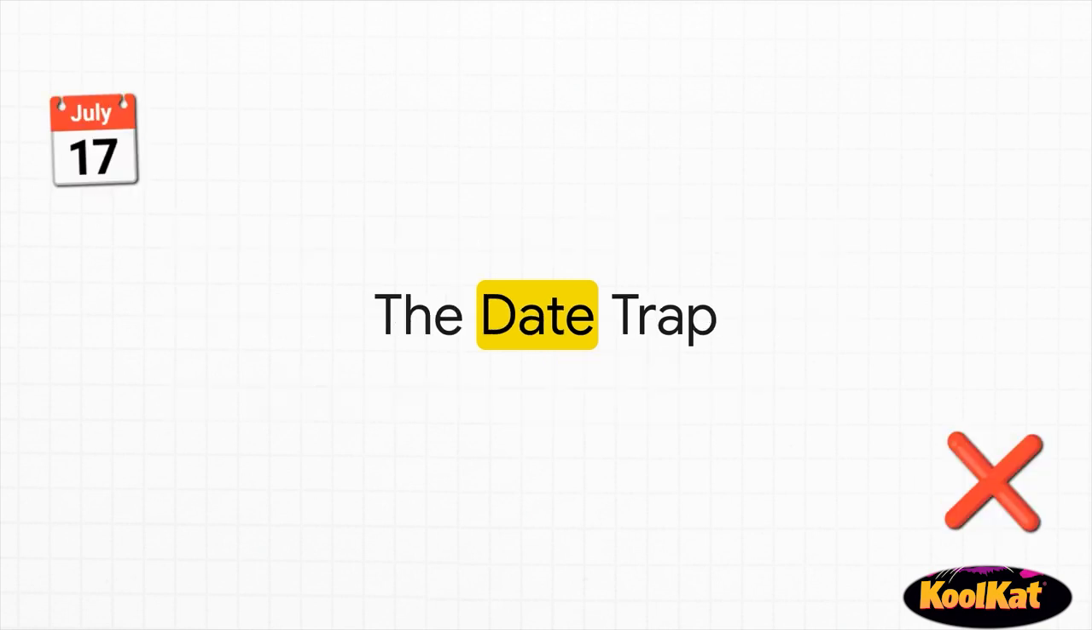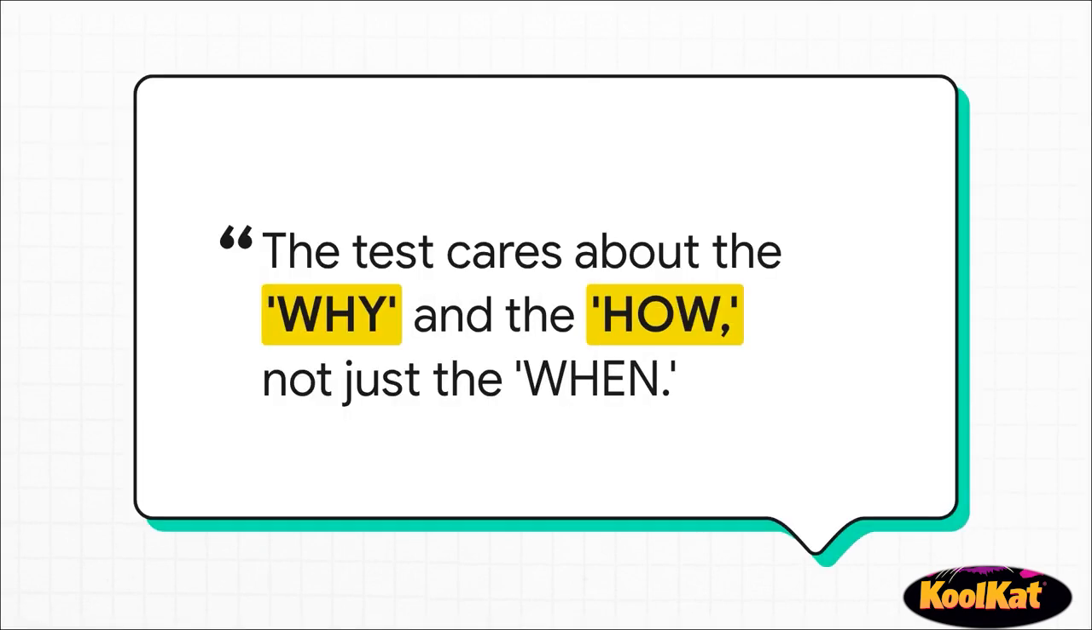Okay, mistake number one. I call this one the date trap. This is where you get completely bogged down trying to memorize every single date in history. You're making flashcards for, I don't know, the War of 1812, the French Revolution, and your brain just feels like it's going to explode. But here's the thing. The GED social studies test, it's not a trivia game, it's a reasoning test. They don't really care if you know the exact year something happened. What they really want to see is if you understand why it happened and how it changed things.